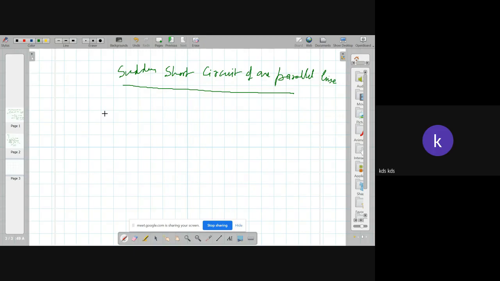So in order to consider this, let us first consider case A, that the sudden short circuit occurs at one end of the line. Now, if it happens to be at one end of the line, we need to find out pre-fault, post-fault, and during-fault values of Pmax.